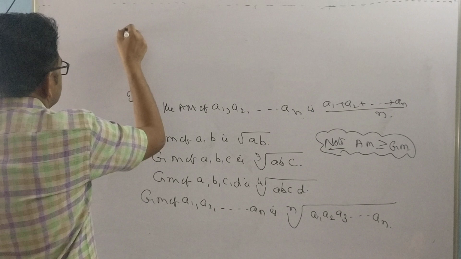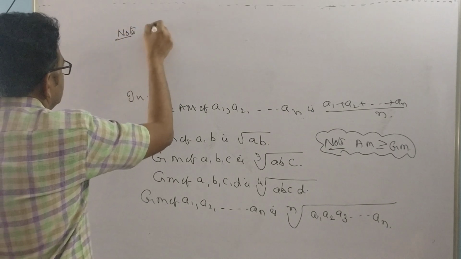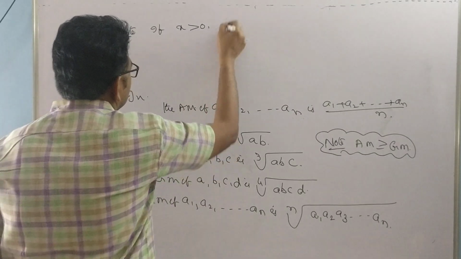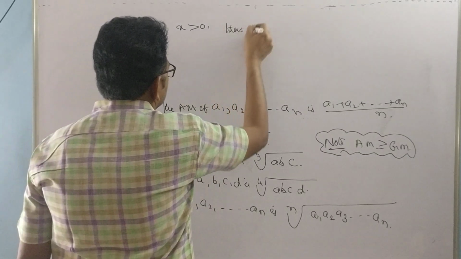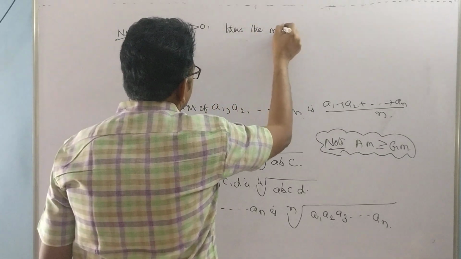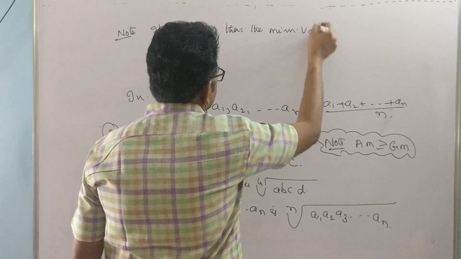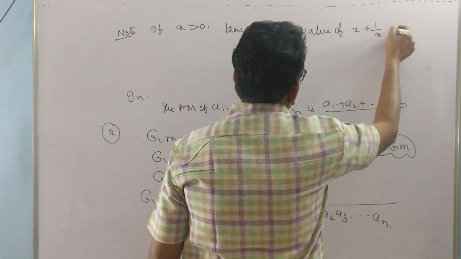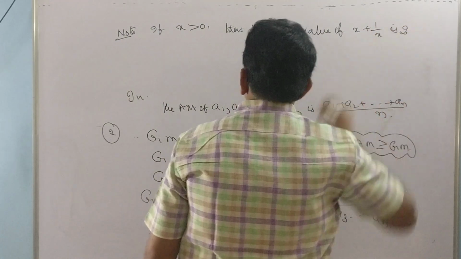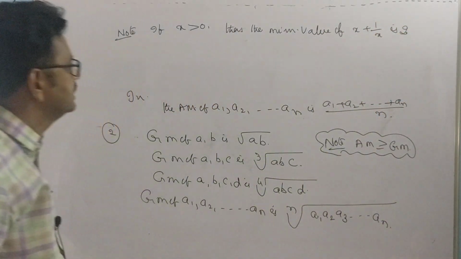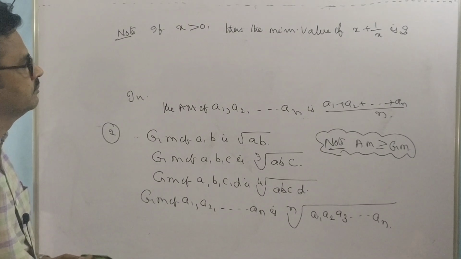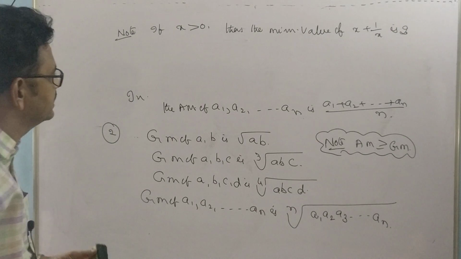So note, if x is positive, then the minimum value of x plus 1 by x is 2. If x is positive, then the minimum value of x plus 1 by x is 2.